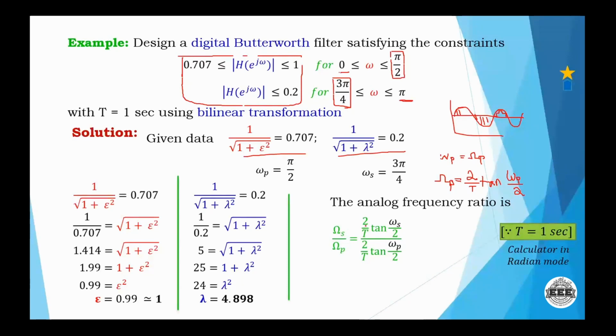Yes, 2 by T tan omega s divided by 2. So what is the condition? Substitute the condition T equal to 1 second. So if you substitute T equal to 1 second, what you get is 2 tan omega s divided by 2, and similarly 2 tan omega p divided by 2. Is it right, when substituting T equal to 1? Yes, students. Now this 2 and this 2 are going to get cancelled.